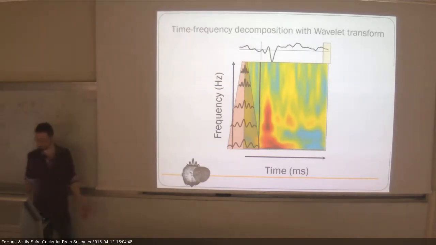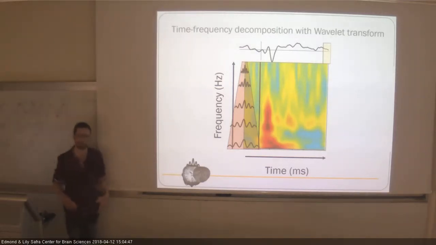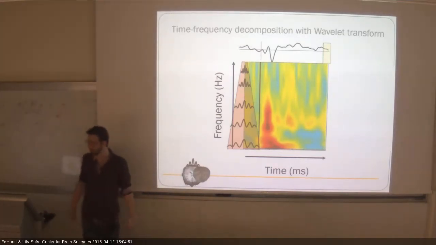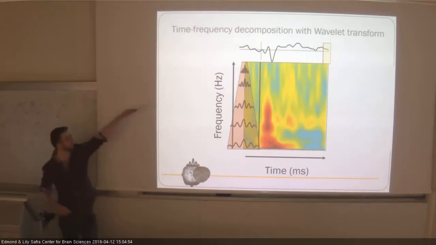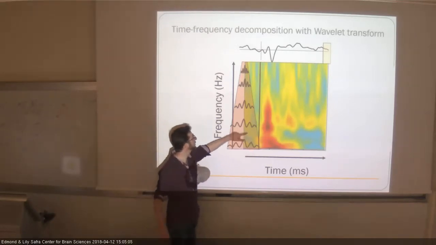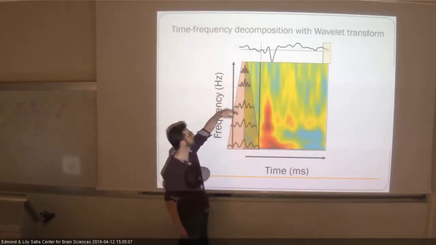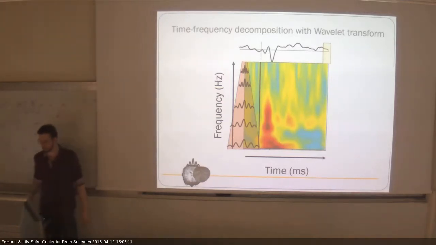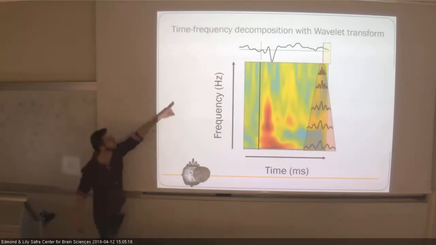And basically, what you do is you decide which frequencies you want to look at. So this will be your y-axis here, and you construct this wavelet for each frequency. So this would be low frequency, and this would correspond to higher frequencies. And then you just convolve this wavelet with the signal up there.